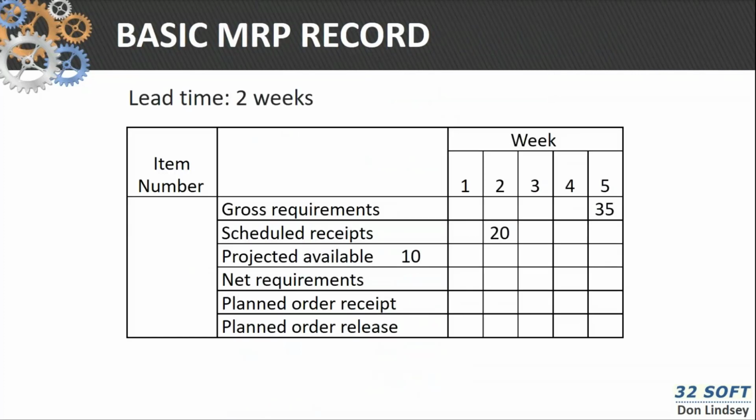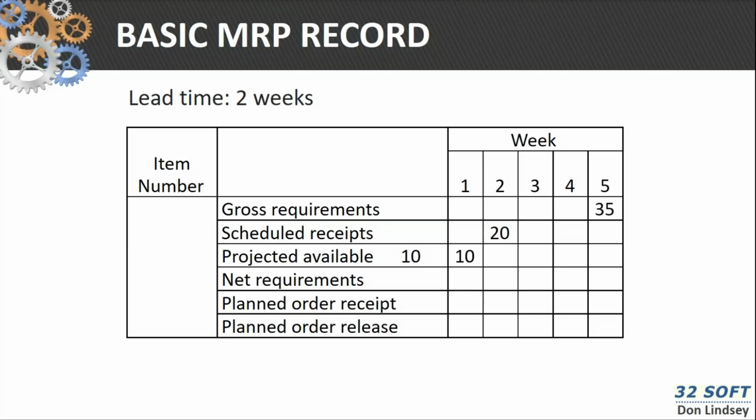If we look at just a basic MRP record, we can see here that we've got a lead time on this item of 2 weeks. We've got 5 periods out in the future where we've got a gross requirement coming from a parent, a scheduled receipt of 20, and we'll define scheduled receipts as paperwork released. We'll talk about that in a little bit. And we have a projected quantity available as 10.